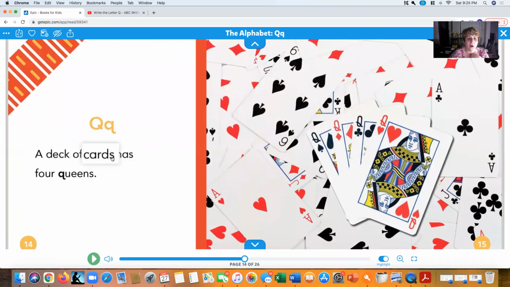A deck of cards has 4 queens. These are queens right here. And queens is a Q word that's followed by U. Queens.